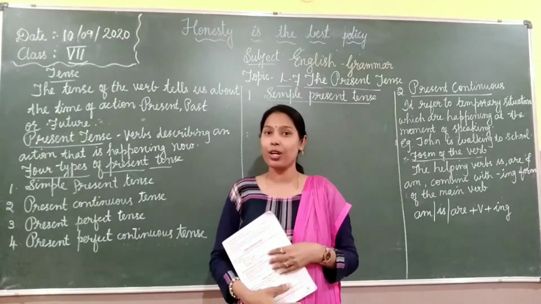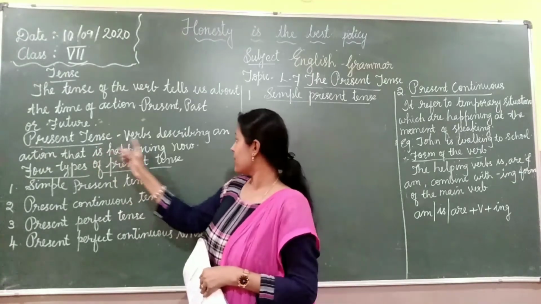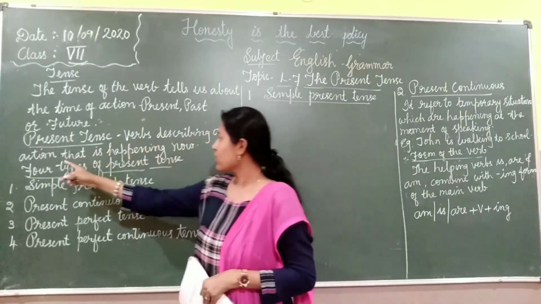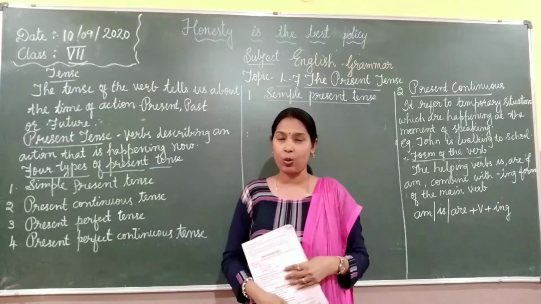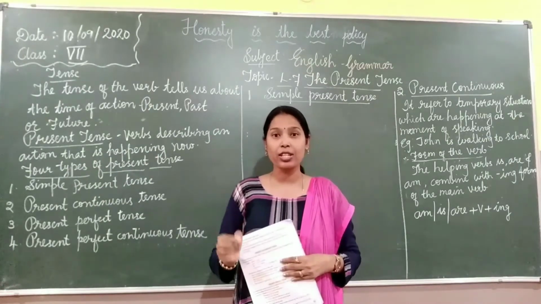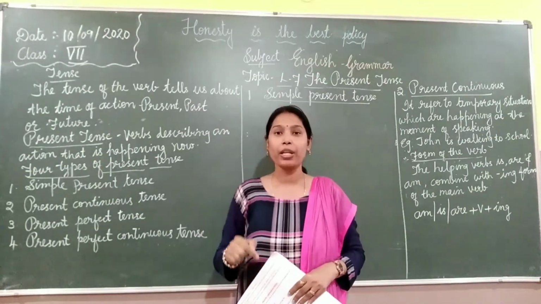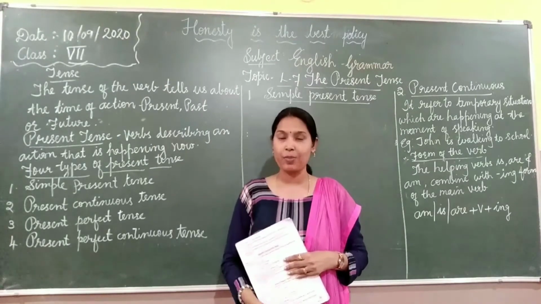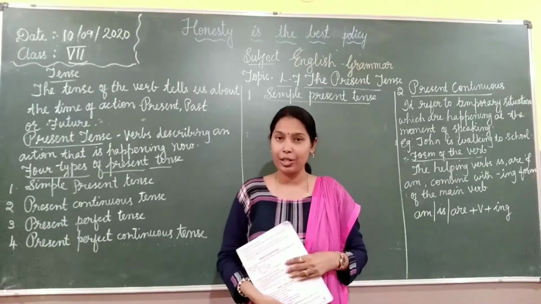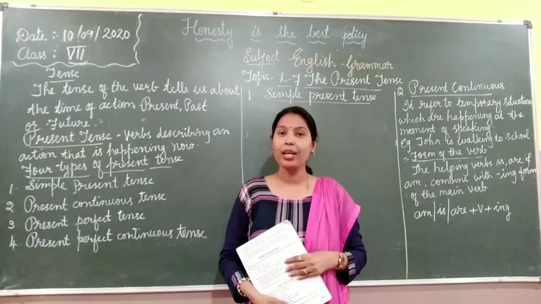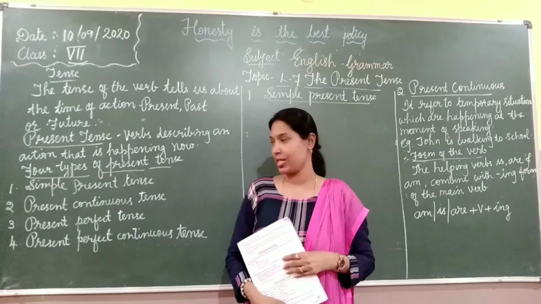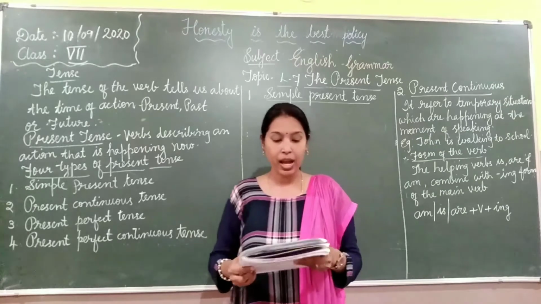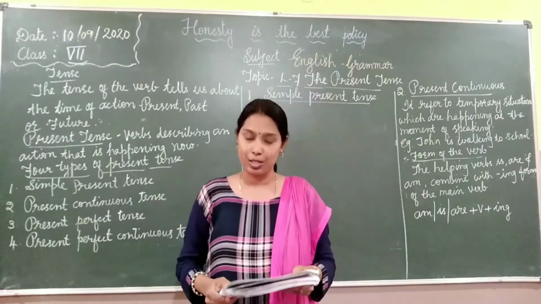Okay, now let's see what is present tense. Present tense: verbs describing an action that is happening now. Whatever is happening now is called present tense. Now present tense is of 4 types: simple present, present continuous, present perfect and present perfect continuous tense. Okay, now let's see how the simple present tense is used.